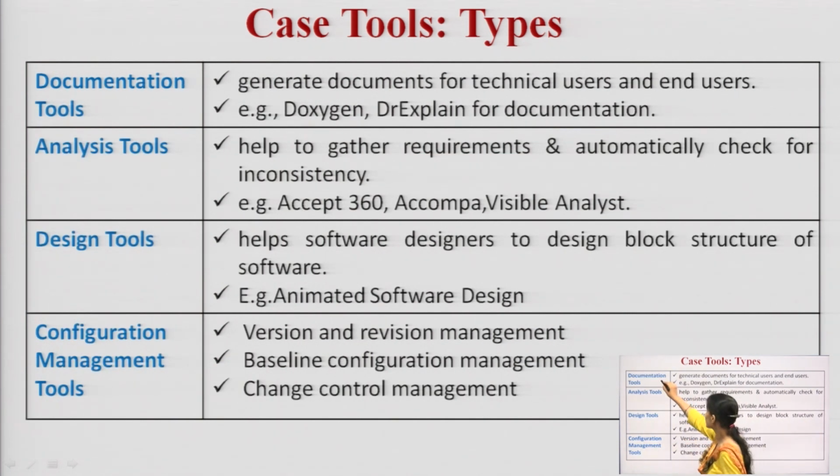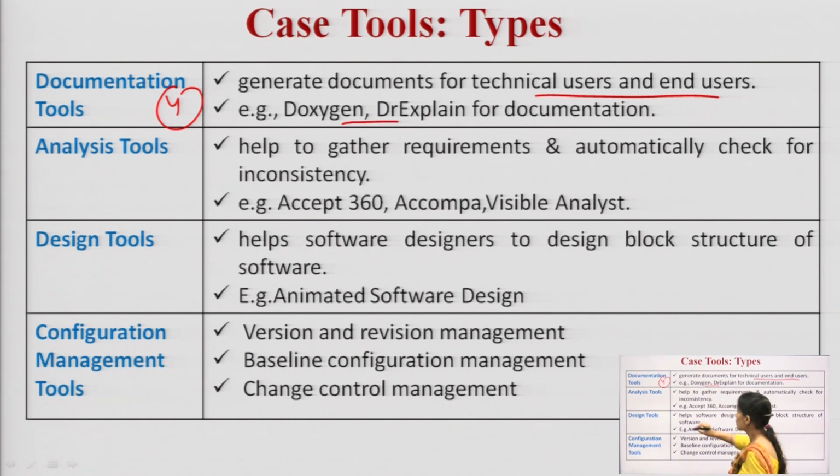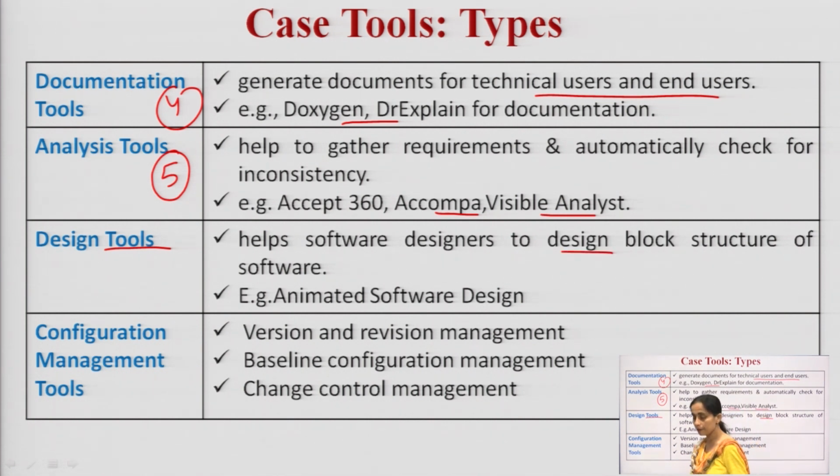Then the documentation tools generate the documents for technical users and end users. The commonly used ones are Doxygen and Doctor Explain. The fifth kind of tool is the analysis tool, used to gather requirements and automatically check for inconsistency. Accept 360, Asopuma and Visible Analyst are the commonly used analyst tools. Then design tools help the software designers to design the block structure of the proposed software.